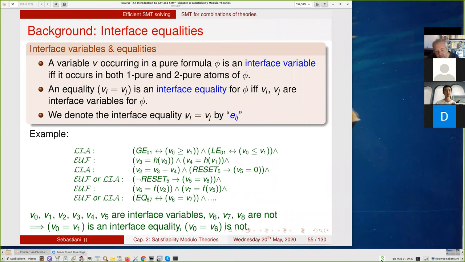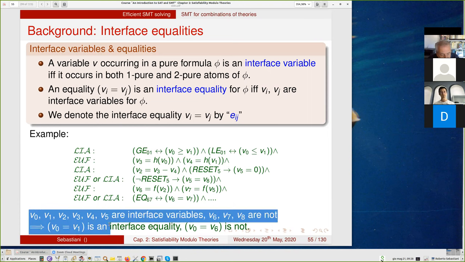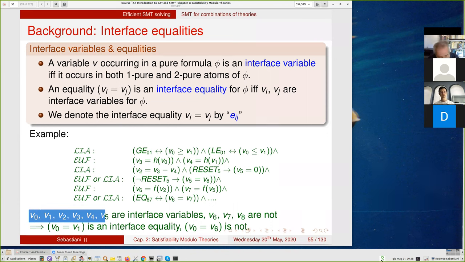Notationally, we use vi and vj with subscripts to denote variables, and instead of vi equals vj, we use the shortcut eij. So, for instance, if you consider the previous formula that we have seen, which is a mixture of linear integer arithmetic and UF, we notice that V0, V1, V2, V3, V4, V5 are interface variables. You see that V0, V1 occur in arithmetical atoms, but also in UF atoms. Same for V4, V5, which occur in UF atoms, but also in an arithmetical atom, because zero is an arithmetical term.